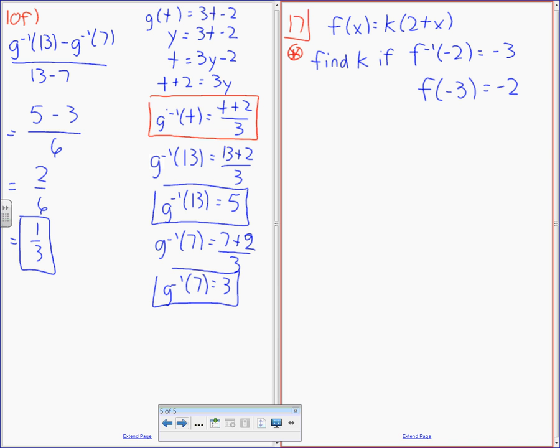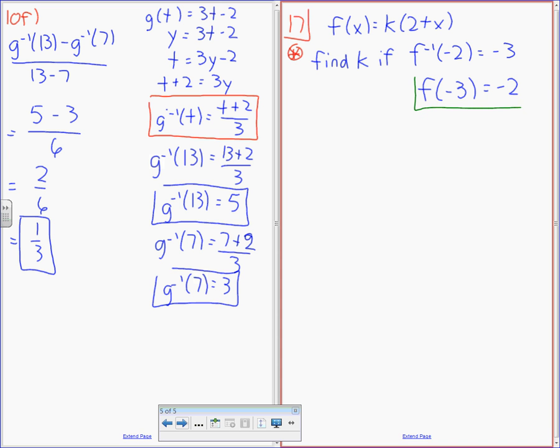Right, so remember that for inverses, the x and y's are switched, right? So if f inverse of negative 2 equals negative 3, that tells us that f of negative 3 is equal to negative 2, right? Because the x and the y's got switched. Very good. Okay. So now I can nicely solve this.